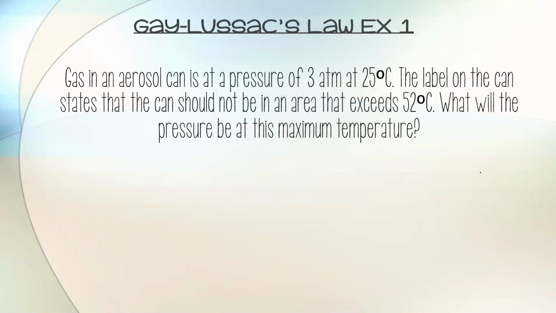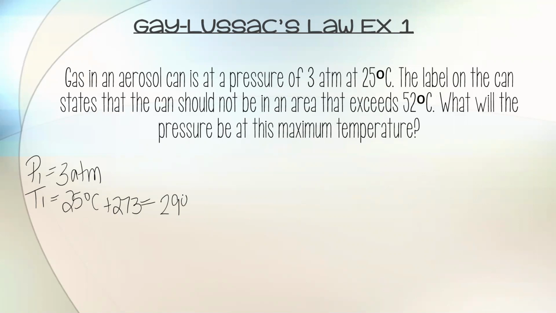So, first example, I didn't have a good visual for this one, I apologize. Gas in an aerosol can is at a pressure of 3 atm and a temperature of 25 degrees Celsius. So P1 is 3 atm, T1 is 25 degrees Celsius, add 273 to get to Kelvin, and we get 298 Kelvin. Have to be in Kelvin, have to be in atm.